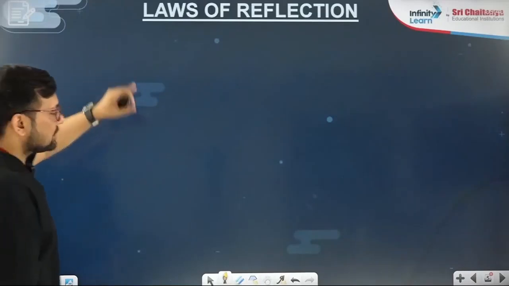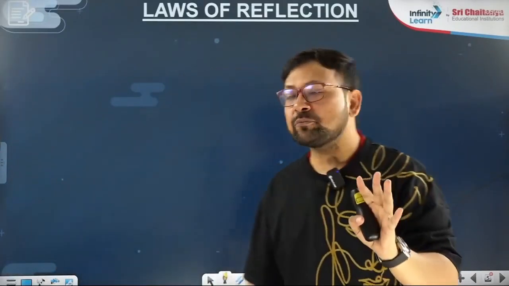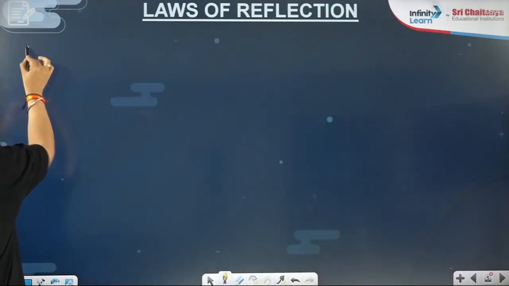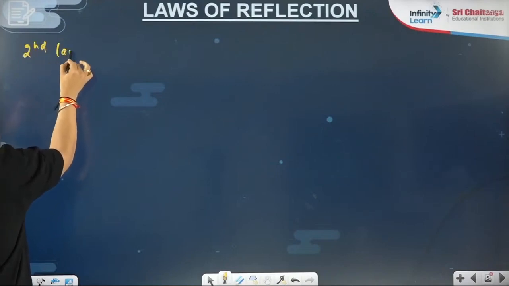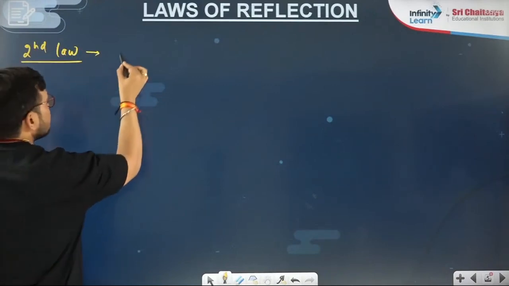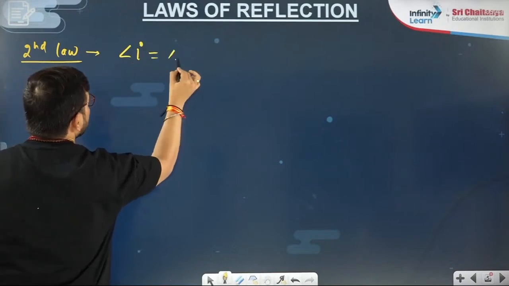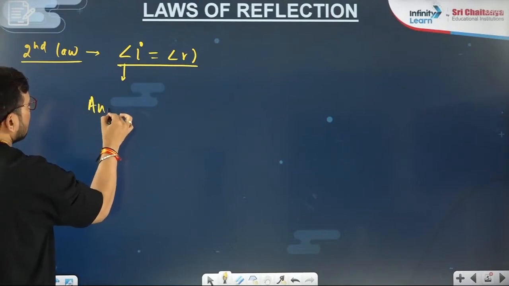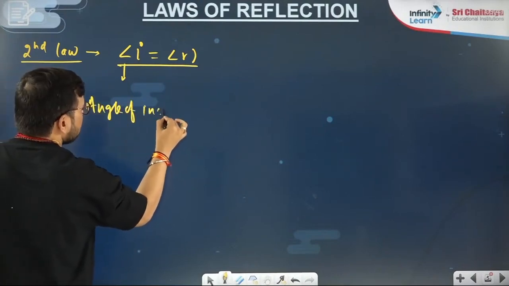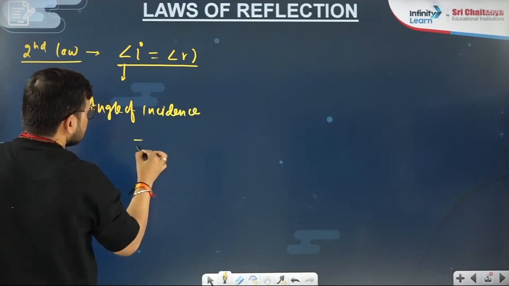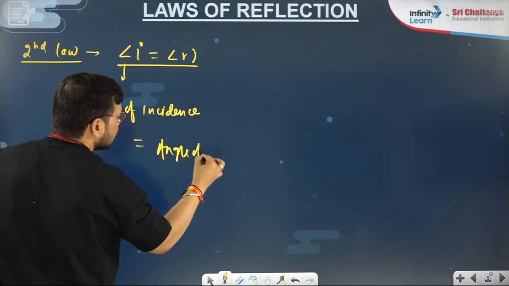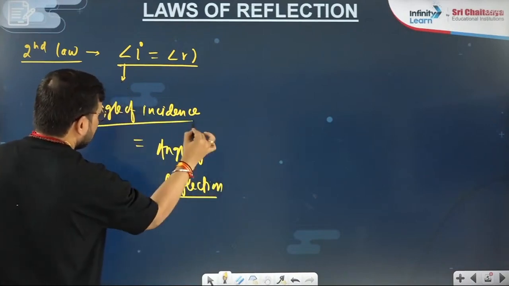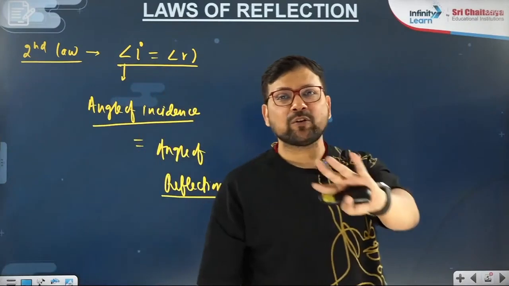Now, plane mirror is tomorrow's topic, so before that we have to get a little about the laws of reflection. All of you know the first law; I will start from the second law, and the first law after this. That is more numerical and all of you must be aware: angle I is equal to angle R. That means angle of incidence is equal to angle of reflection. Okay, that you must be knowing.